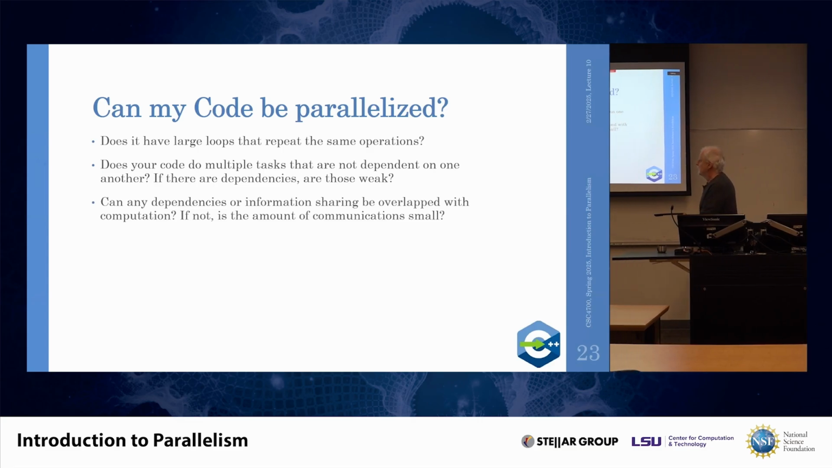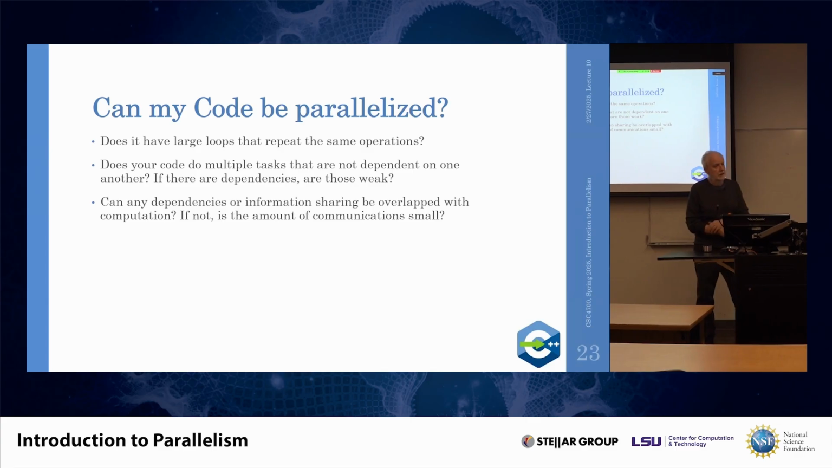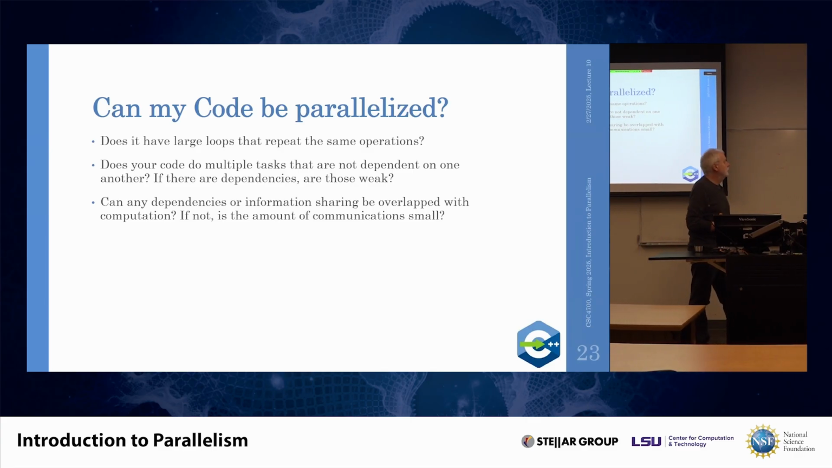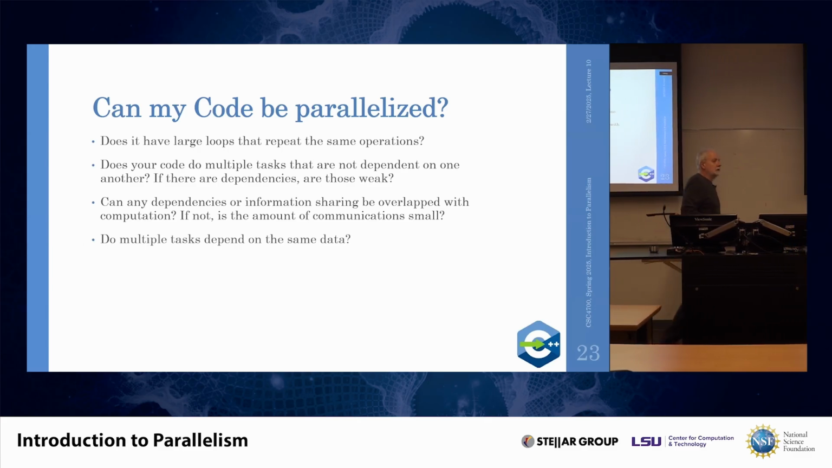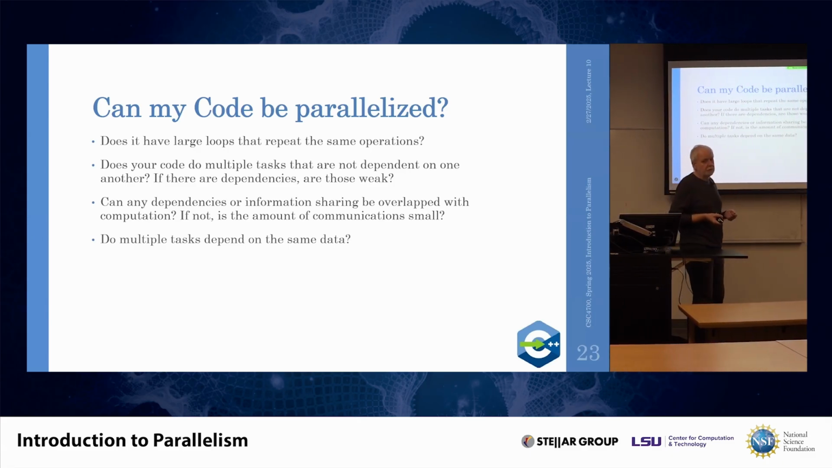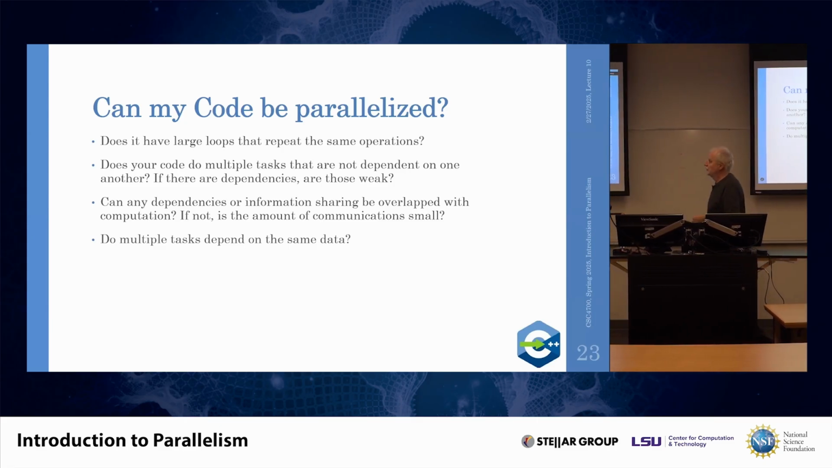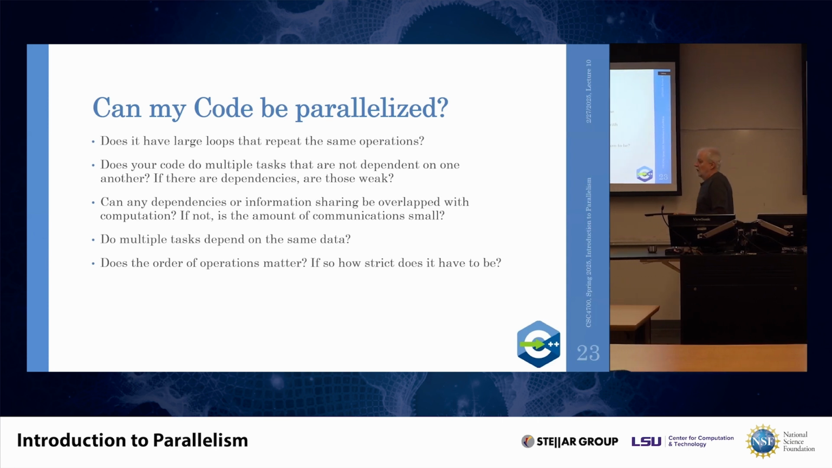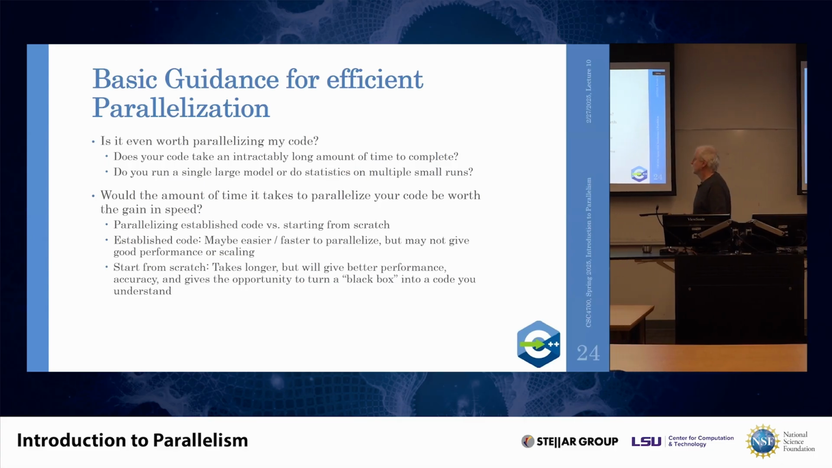Can any dependencies or information sharing be overlapped with communication? Can I overlap computation with communication? Then in those cases, yes, we should do parallelism. Do multiple tasks depend on the same data? If yes, you might have some problems with parallelizing, but with the task-based programming models we will introduce, we can solve that nicely as well. Does the order of operations matter? How strict are the ordering criteria? All these questions we have to answer.